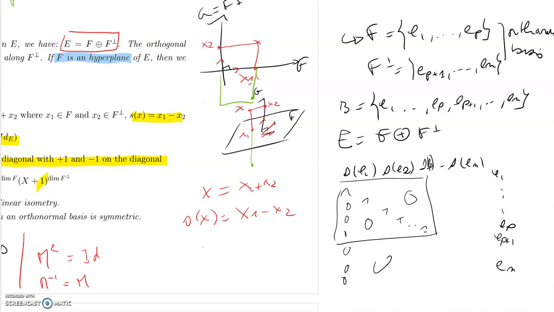And what's happening for the other vectors? The ones from EP plus 1, S of EP plus 1 up to n, they all belong to F orthogonal, so they are going to be sent to their own opposite. Okay, S of EP plus 1 is going to be minus EP plus 1. S of En is going to be minus En. So here we've got a block that corresponds to the negative identity matrix. So -1, -1, etc., -1, and zeros everywhere, and of course 0 above.